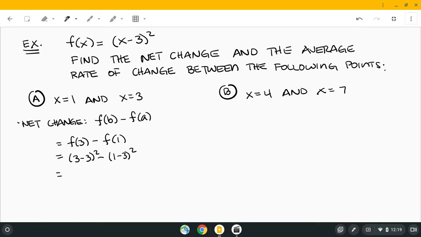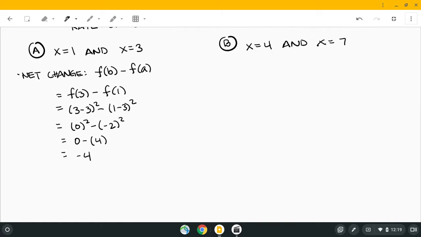Okay, so here we get 0 squared minus negative 2 squared. And we get 0 minus, this is going to be 4. So we get negative 4. Okay, so we get -4, which means that it's decreasing.